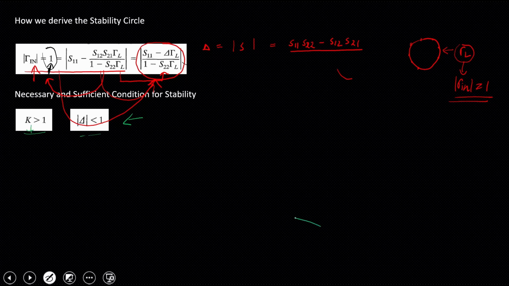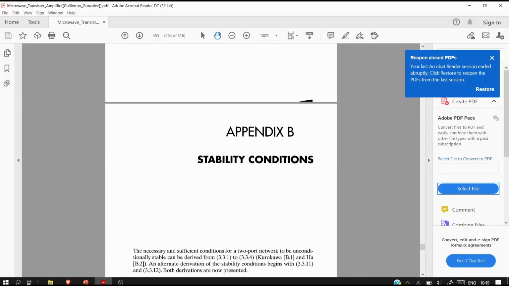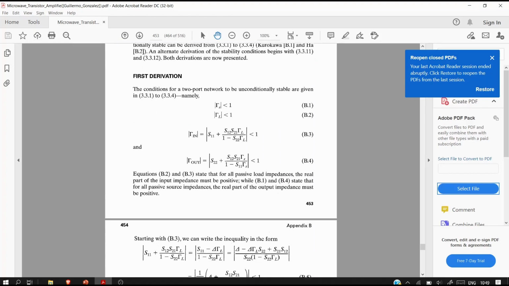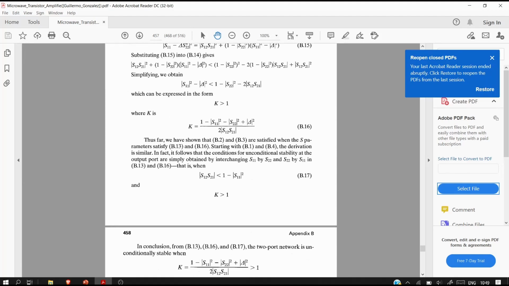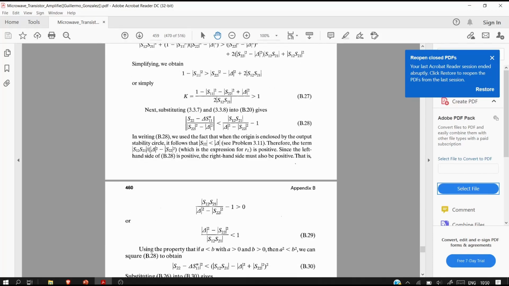And what is your K? K is this. You can see everything depends on your S matrix only. Your delta also depends on the S matrix, and K also depends on the S matrix only. I'm not discussing how we come up to this equation. If you are interested, you can see it here, under stability condition. But I would suggest you don't see it because it is a really lengthy process. Unless you want to know it for some specific reason, don't go there. So I'm just skipping it.